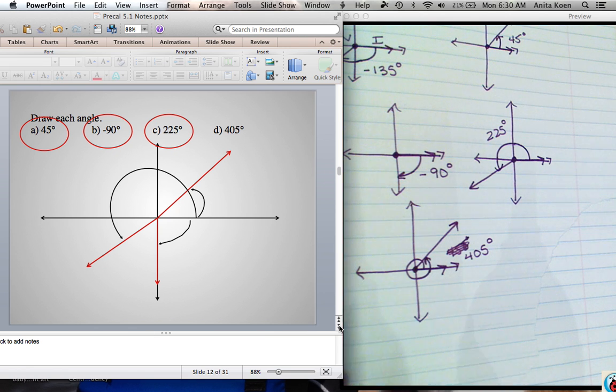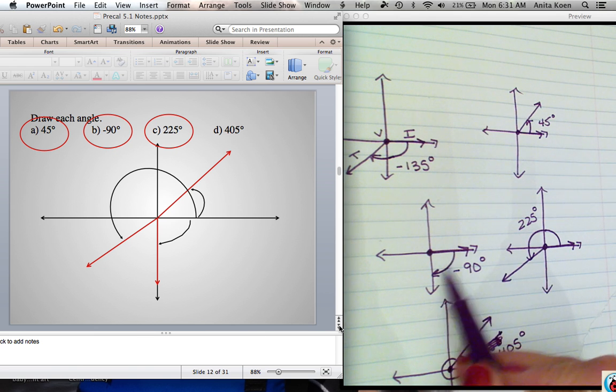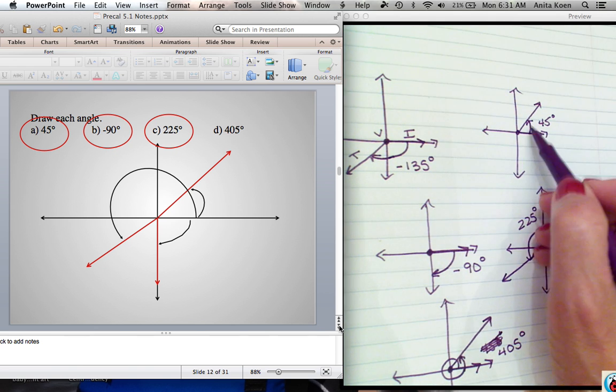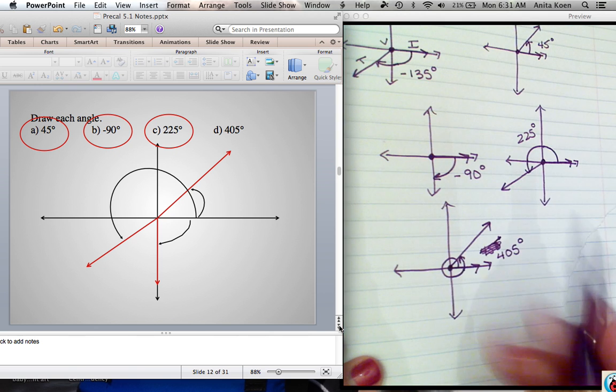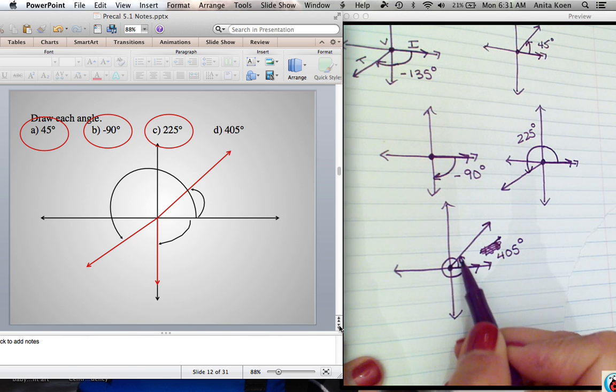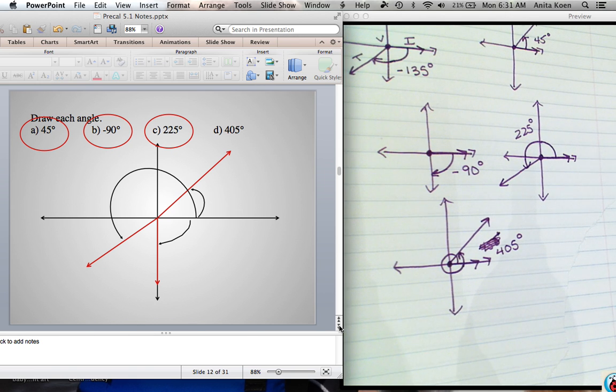Please notice that the only way I'm going to be able to tell the difference in these angles is by drawing this arrow showing which way I have rotated. And in some cases, like the 405-degree angle, how many times around I have rotated. So that is an absolute must when you're drawing these angles. You have to put that in there.